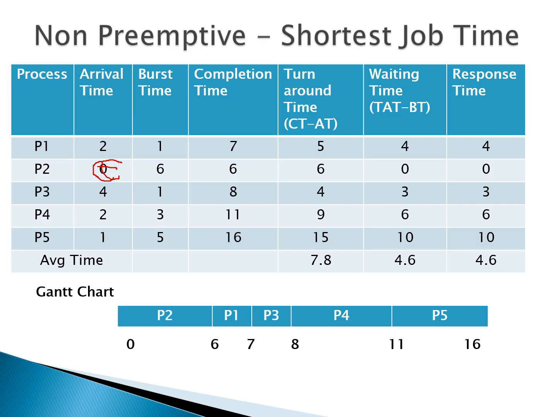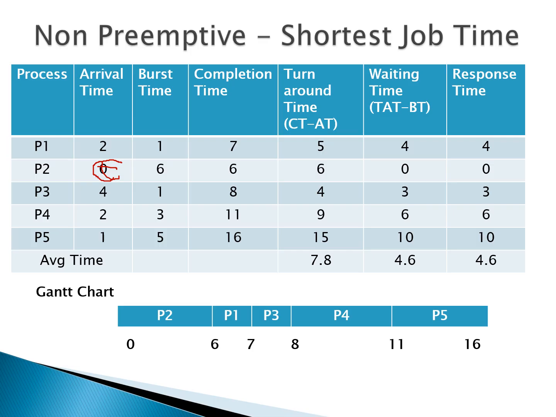And the next was P4. P4 entered the CPU at 8, but the arrival time was 2, so when you subtract these two, 8 minus 2 is 6, or turnaround time minus burst time, you can do either. And for P5, 15 minus 5 is 10, or you can go with 11 minus 1. The entry time was 11 and the arrival time was 1, so 11 minus 1 is 10. So this is the waiting time.